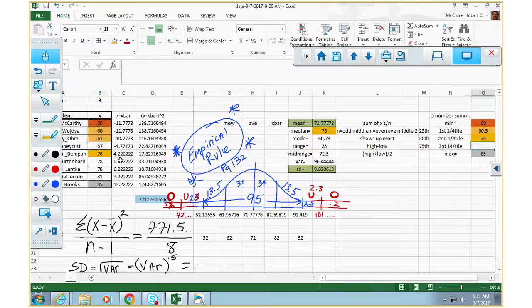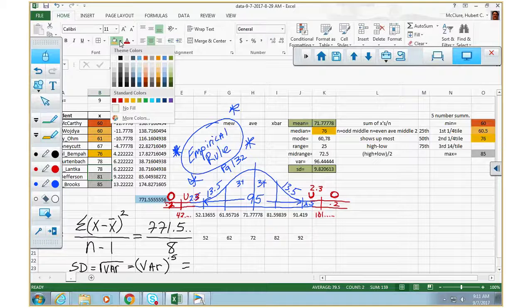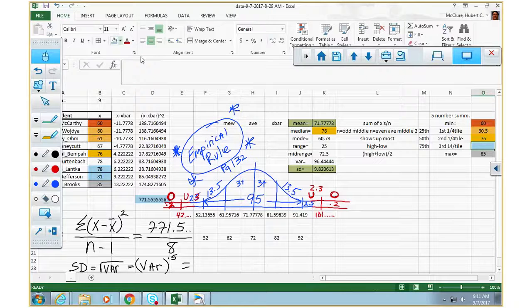And then, which one is this one? Well, there's 4 numbers here. You're going to average those 2 numbers right there and color them blue. Parentheses, this number plus this number divided by 2. Now, what the heck are you going to do with that? Well, now you're going to do a box plot.